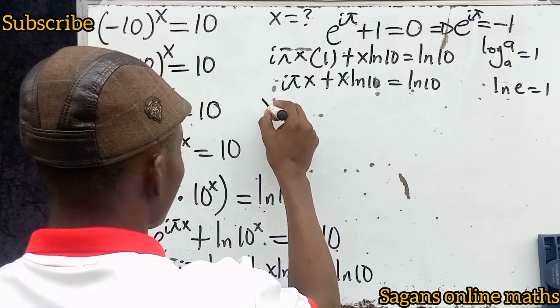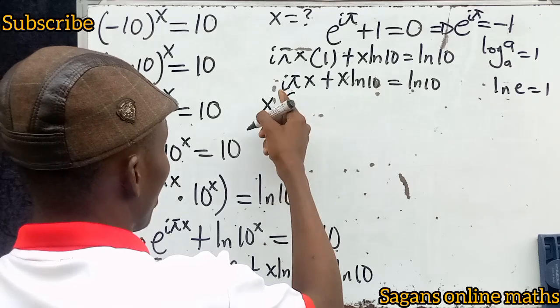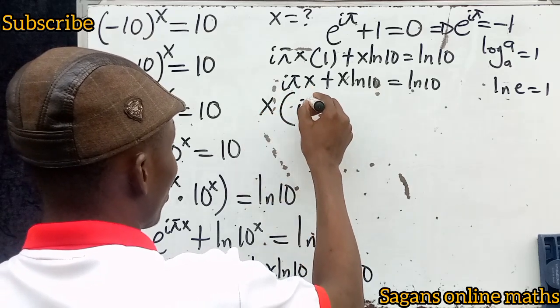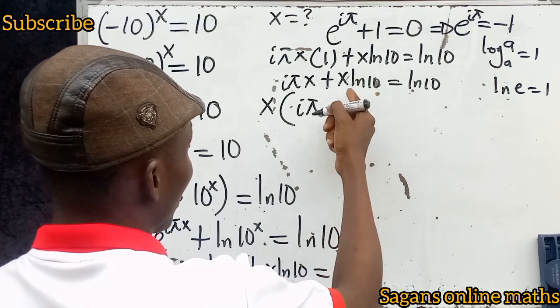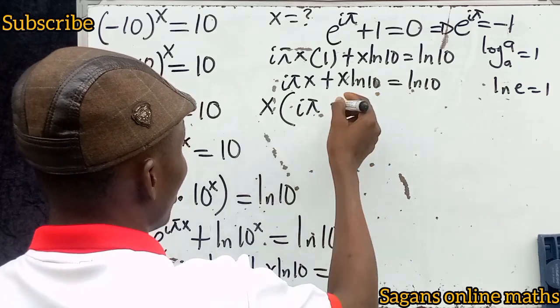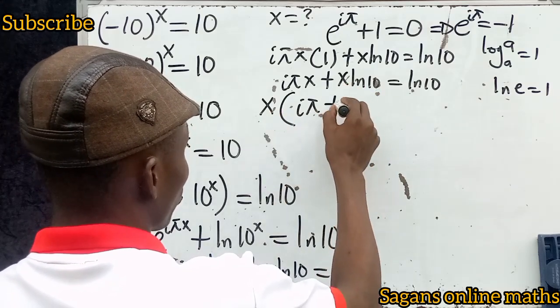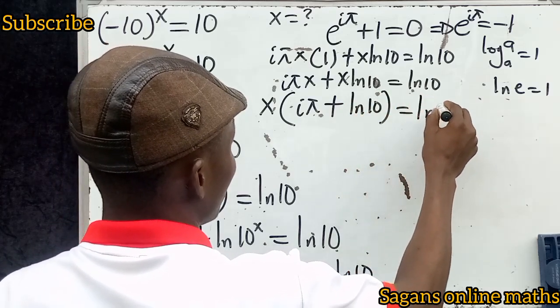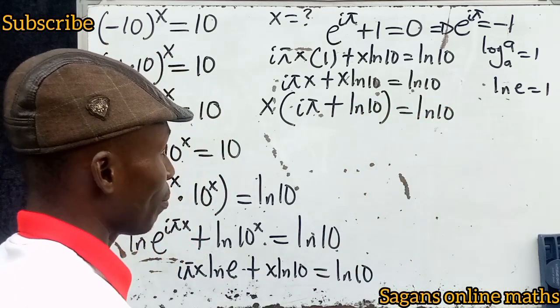So, since x is common, we bring x out: x multiplied by (iπ plus ln 10), divided by x. This x will cancel out this. We have plus ln 10, all this equals to ln 10. Wow, this is amazing.